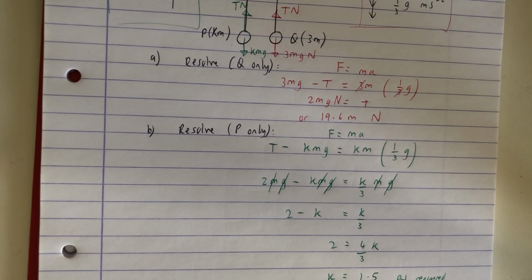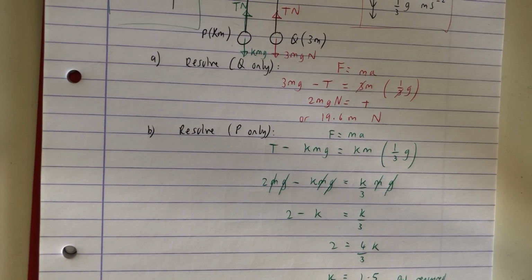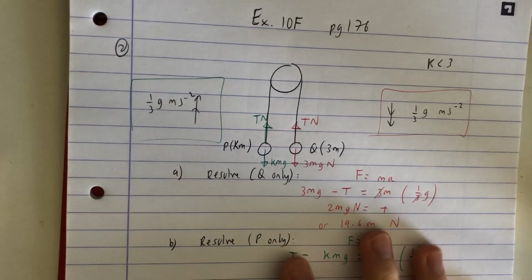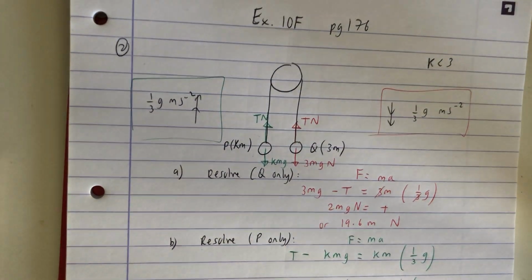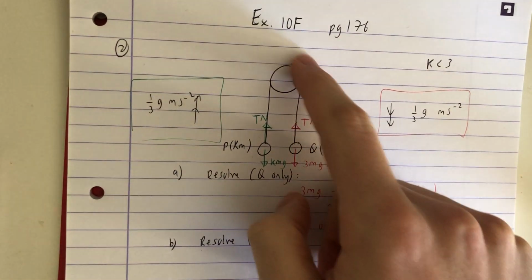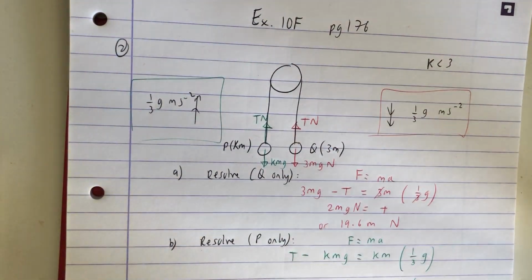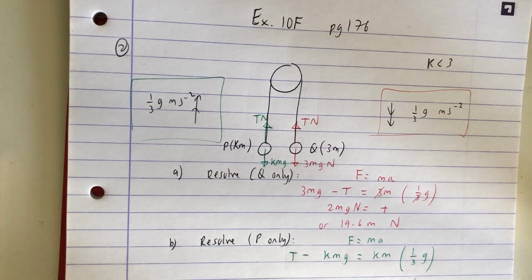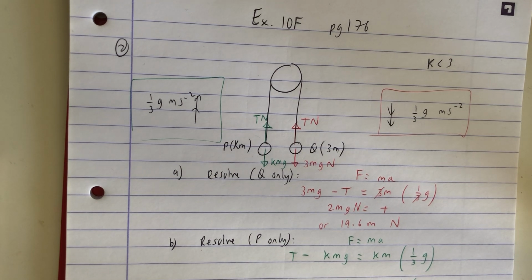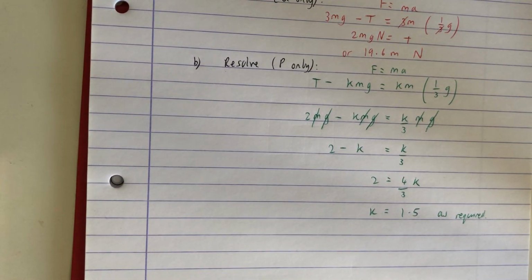Okay, part C: state how you've used the information that the pulley is smooth. If the pulley is smooth, we've got no friction between the string and the pulley, which means the tension is constant, and also the acceleration for both particles will be exactly the same because the friction is negligible.